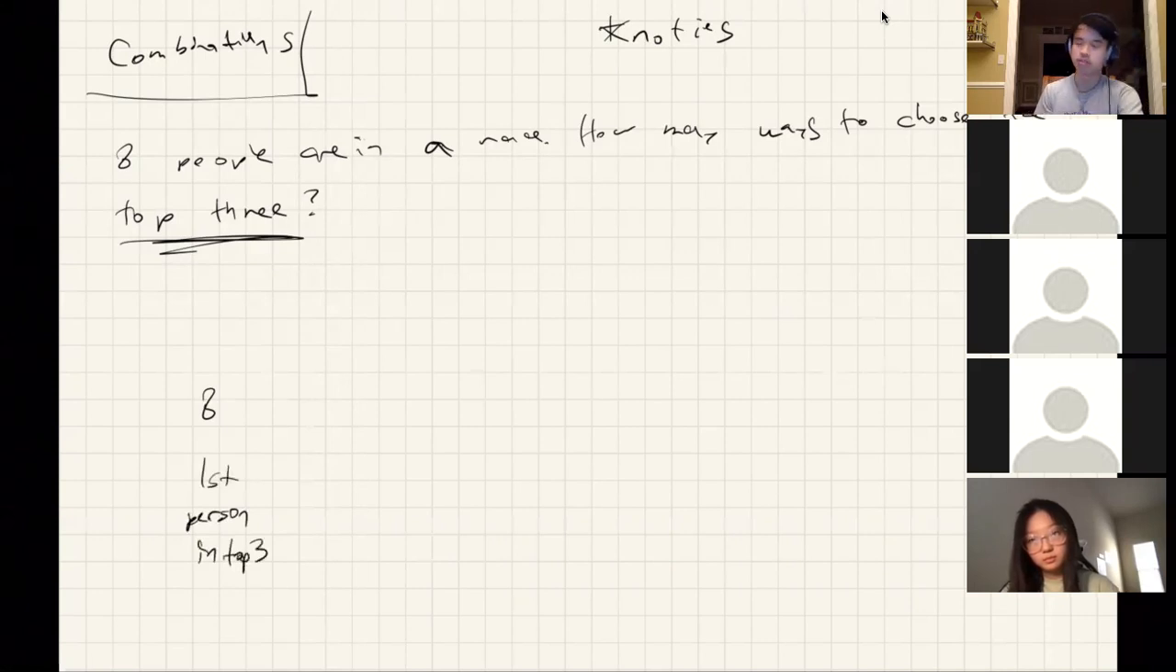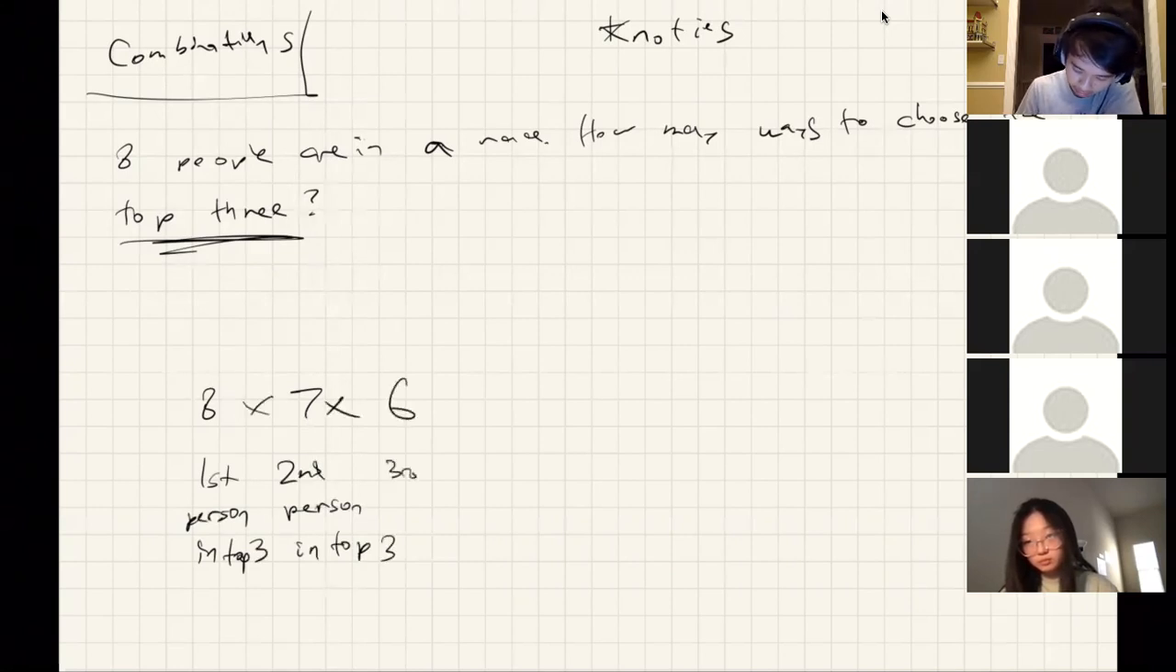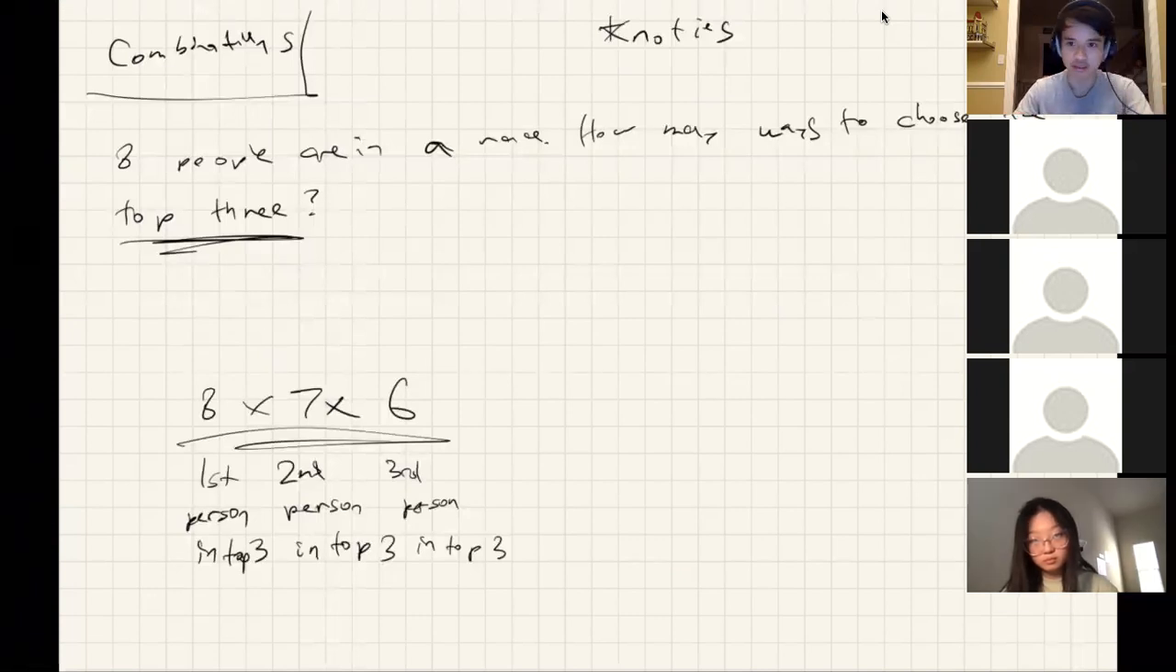How many ways to choose the second person in the top 3? There's 7 ways to choose the second person in the top 3, because we've already decided one of them, right? We already decided the first person. And then we go on to the third person in the top 3. There's 6 people to choose from.